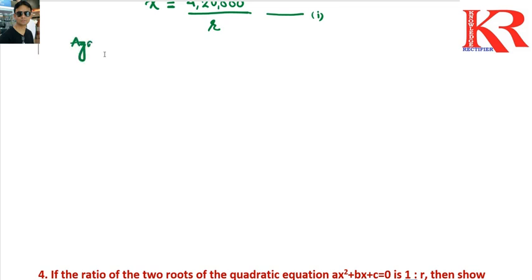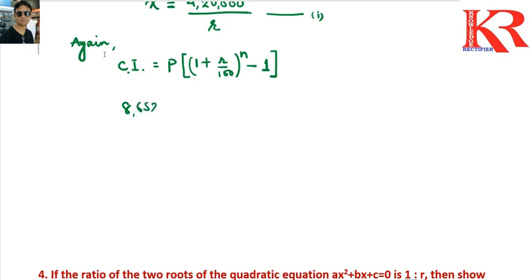Again, we know, whatever you can write here. CI, compound interest formula is P. We know we will use the direct formula, okay? And this is an annual case, so we will use the first formula. Okay, that we know. And what is your CI? 8,652. Principal is x. 1 plus rate we don't know. Time is 2 years.